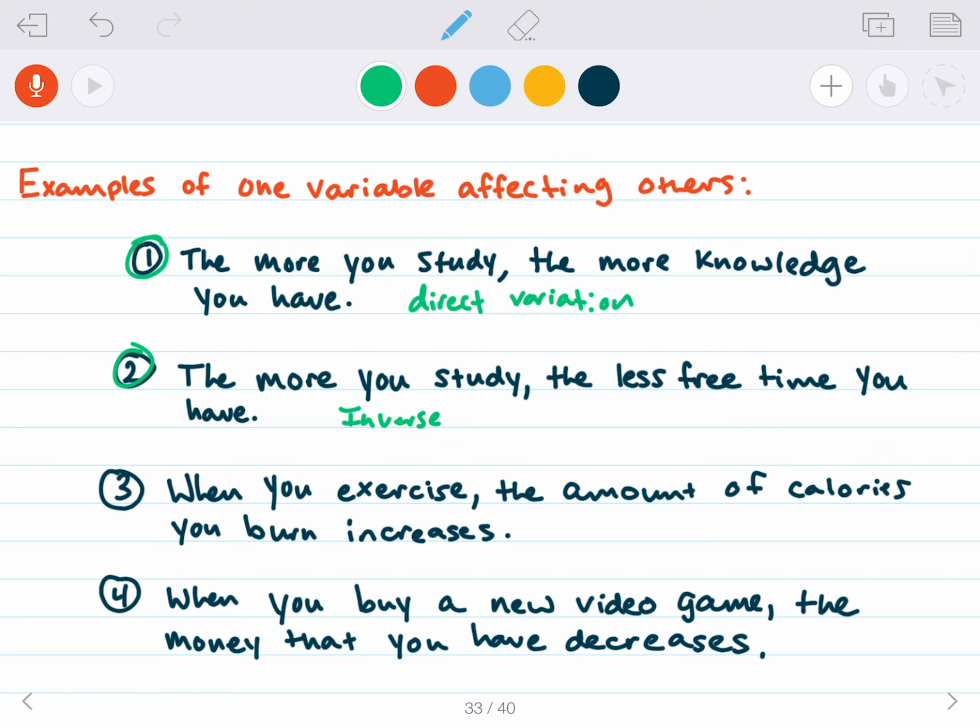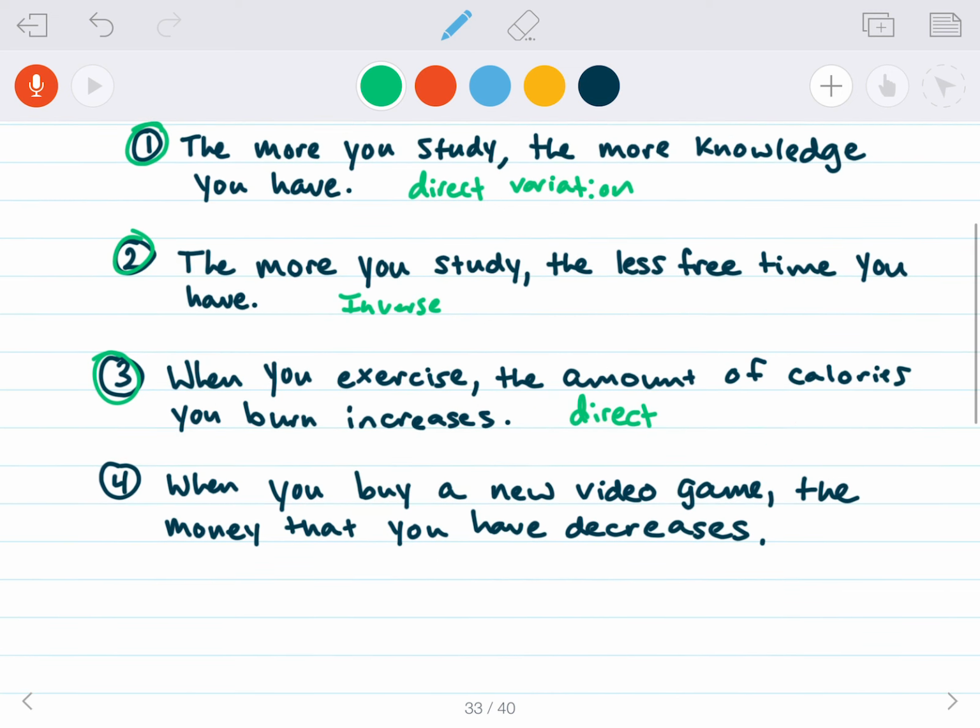Number three, when you exercise, the amount of calories you burn increases. So in other words, the more you exercise, the more calories you burn. So this is direct, more and more. More and more is direct, less and less is direct, more and less is inverse, or vice versa, less and more. When you buy a new video game, the money that you have decreases.